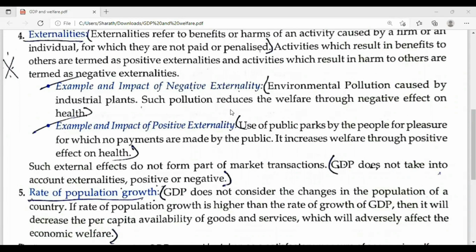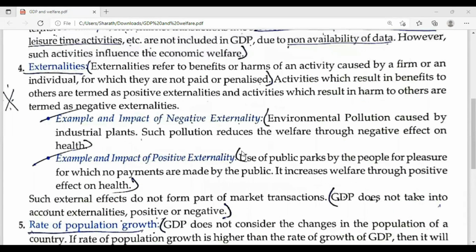In my last video, I discussed non-monetary exchanges, distribution of GDP and change in prices. These are some limitations we have discussed. In this video, I'm going to discuss the fourth limitation we could see in GDP, that is externalities. This is quite interesting, and it is most important from the examination point of view.